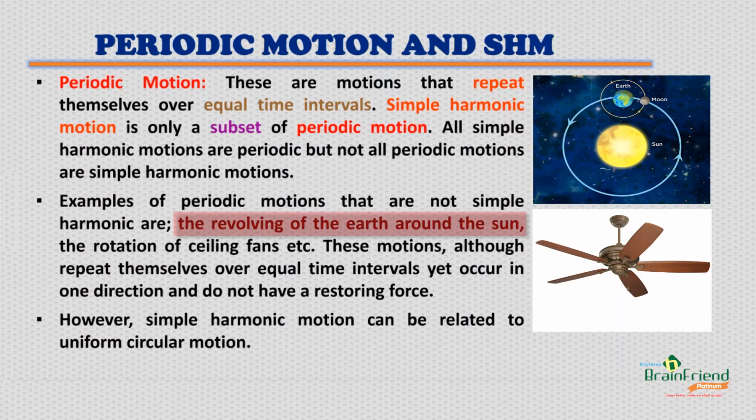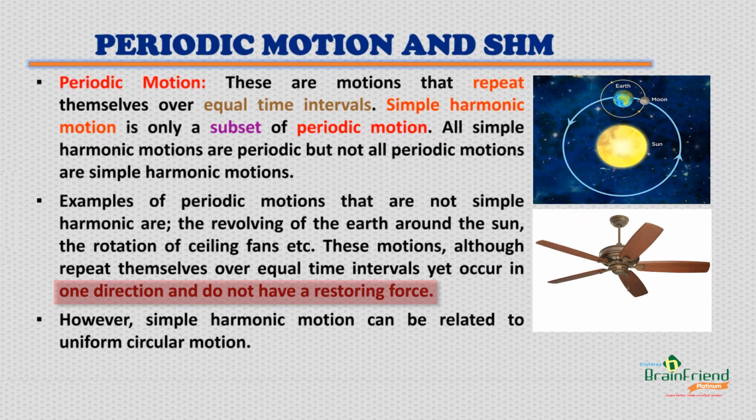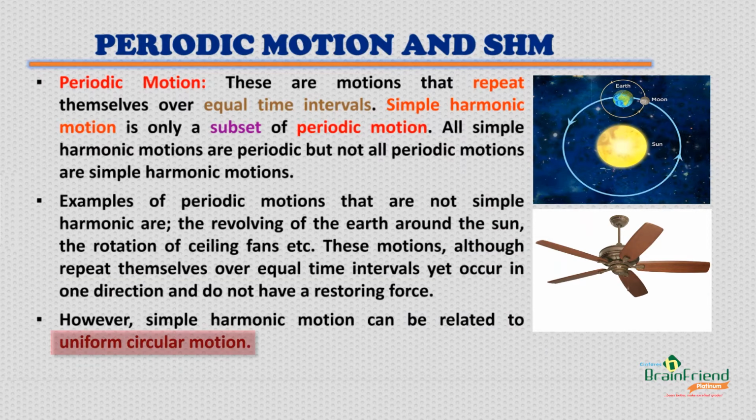From our previous lesson, we described periodic motion as any motion that repeats itself over a given period of time. Simple harmonic motion is only a type of periodic motion. That is to say, all simple harmonic motions are periodic motions, but not all periodic motions are simple harmonic motions. Periodic motions, such as the rotation of the Earth around the Sun and the movement of the hands of a clock, are not simple harmonic motions. This is because they move in one direction and do not have a restoring force. However, simple harmonic motion can be related to uniform circular motion.